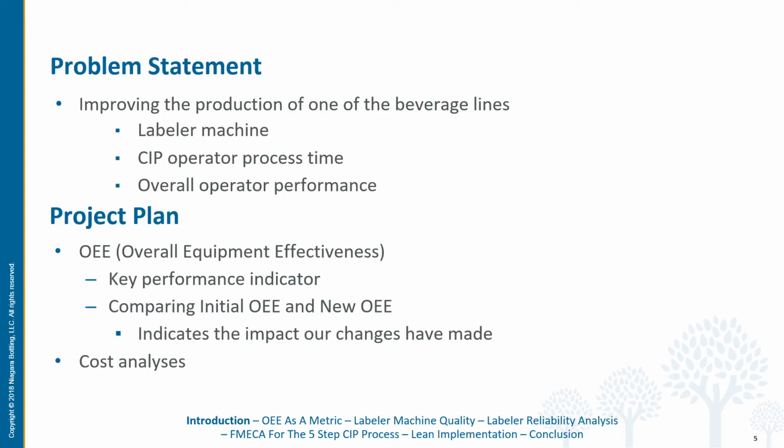Thank you, Caroline. For our project, Niagara has requested that our team focuses on 3 different things: decreasing the CIP operator process time, decreasing the downtime of the labeler machine, and improving overall operator performance. To be able to quantify the improvements we will be implementing, our team will be using overall equipment effectiveness as our key performance indicator. Comparing the initial OEE to the new OEE will indicate the impact of our changes to the plant. Along with OEE calculations, we will also conduct cost analyses which will further highlight the impact of our changes. I will be now passing it on to Raven, who will further explain overall equipment effectiveness.